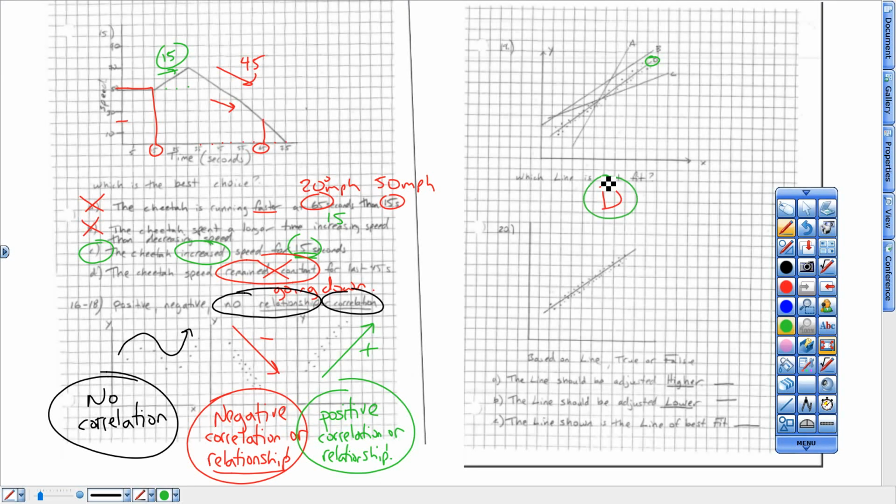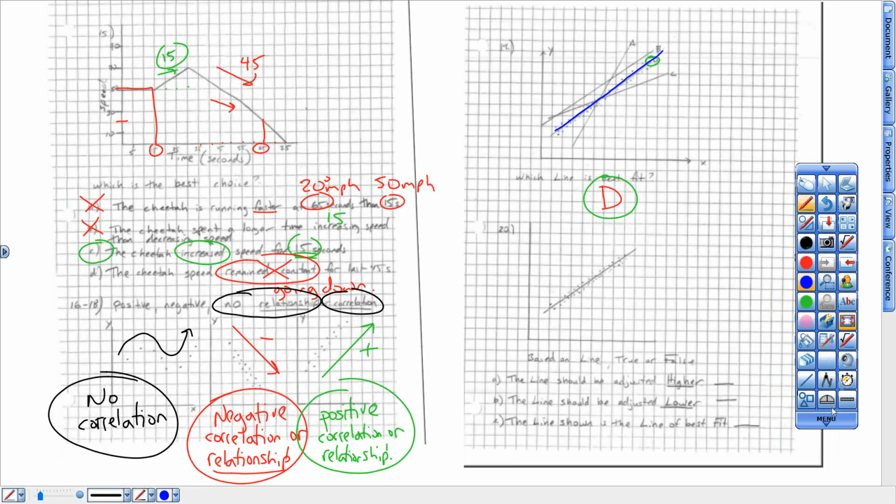All the other ones, let me show you why they're bad. A is not slicing through the data. B is too high. This one, C, not going through the data. This one, if I drew a line like that, too low. All right, so that's D. D is the one going through the heart of that data.